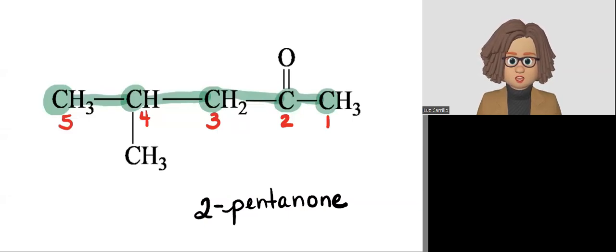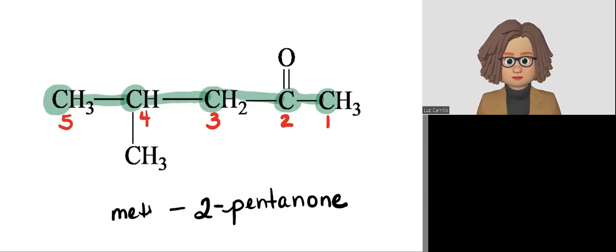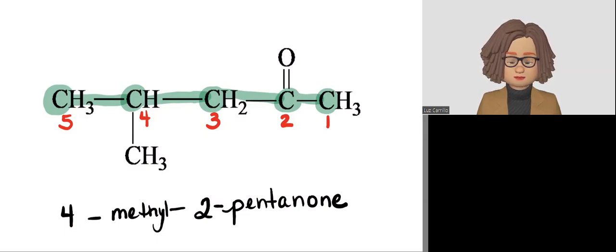Next, we are going to name the substituents, if any. In this molecule, we have one substituent. We can see that that substituent specifically is a CH3 group. That CH3 group is known as a methyl group. And that methyl group is on position 4. So the name of this molecule is 4-methyl-2-pentanone.